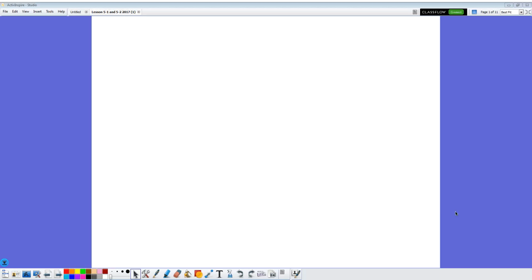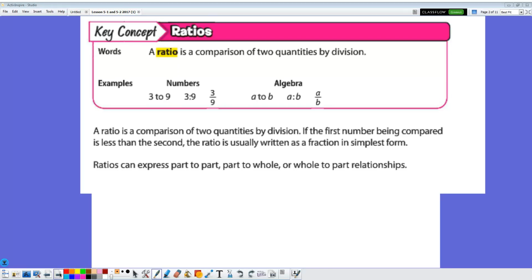So this is lesson 5.1, which is ratios, and then lesson 5.2 would be unit rates. So a ratio is just a comparison of two quantities by division. Okay, and they give you the examples. You can write it out in words as 3 to 9, in symbols as 3:9, or most times how you're going to see it in math class is as a fraction, 3 divided by 9. Okay.